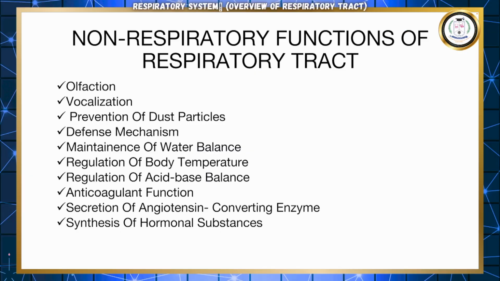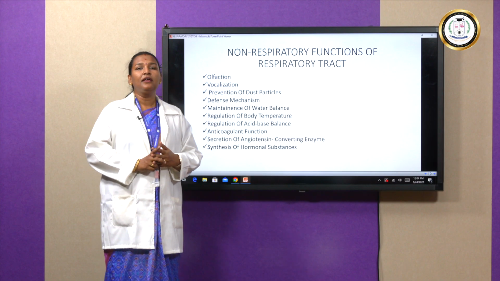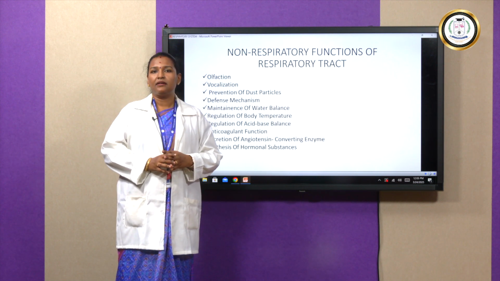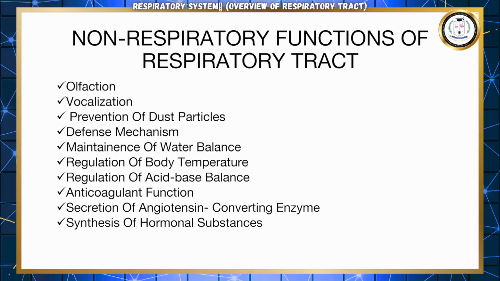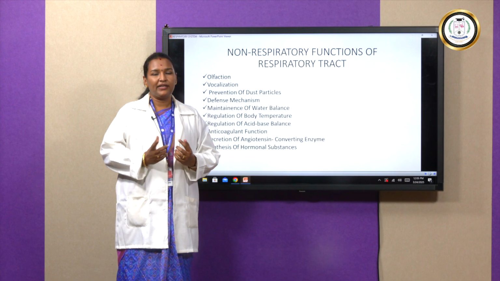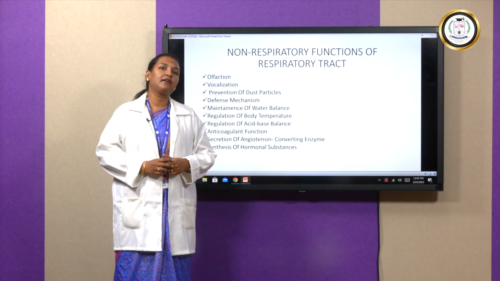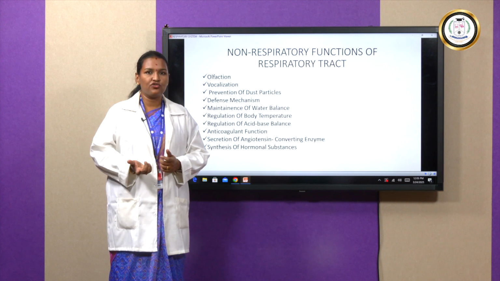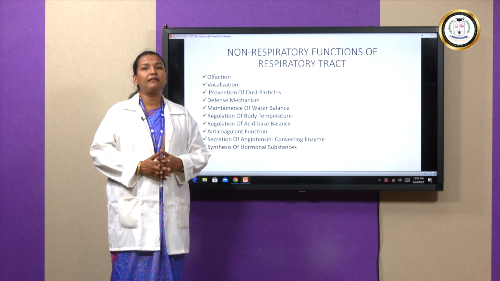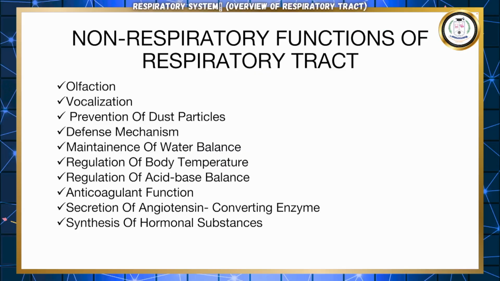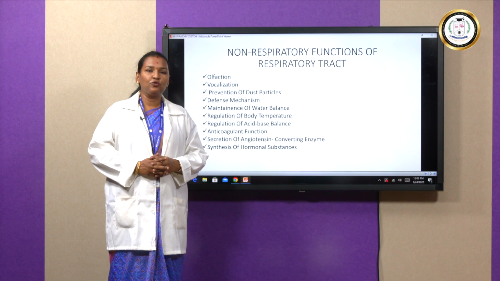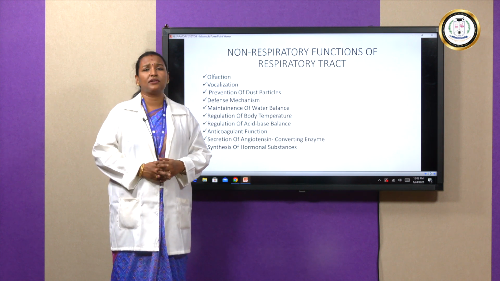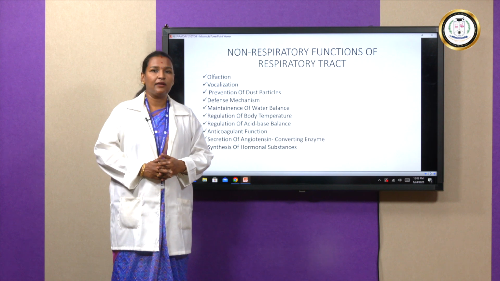Next is regulation of acid-base balance. Again, numerous hormonal substances play a major role in maintaining the pH and the acid-base balance of the body. Next is secretion of angiotensin converting enzyme. The endothelial cells of the lung secrete angiotensin converting enzyme. This is a substance which converts angiotensin 1 into angiotensin 2, which plays a major role in the regulation of blood pressure. Then synthesis of hormonal substances. Lungs secrete numerous hormonal substances which play a major role in regulation of numerous physiological functions. One important function is blood pressure.